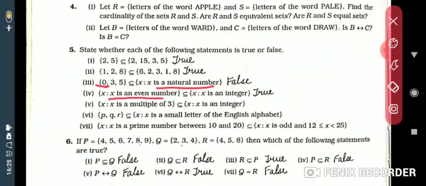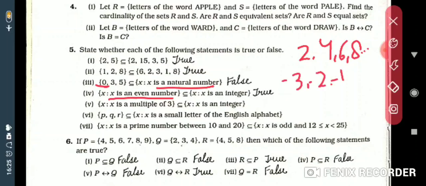Next, x such that x is an even prime number. Even numbers mean 2, 4, 6, 8 and so on. And x such that x is an integer. Integers mean -3, -2, -1, 0, 1, 2, 3, 4, and so on. So what will it be? Yes, it will be a subset because all the even numbers will be there in integers. So this is true. Next 3 you can solve by yourself.